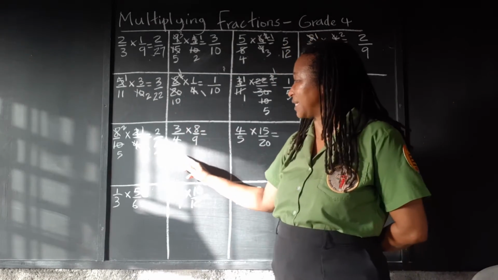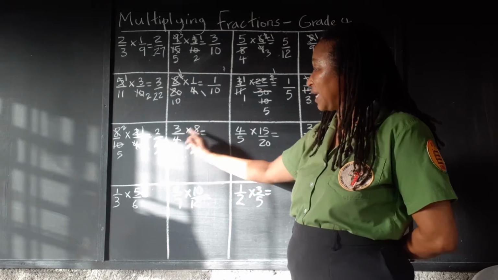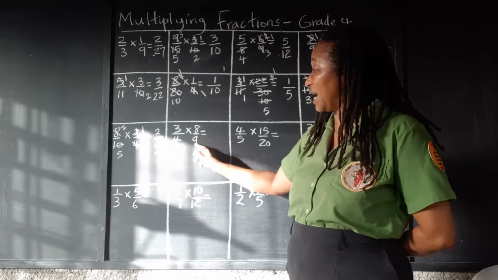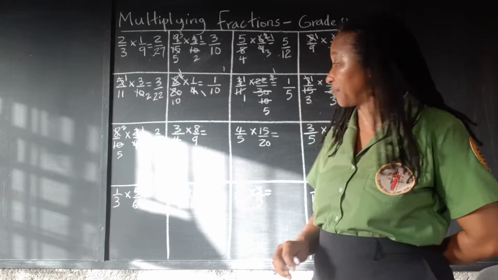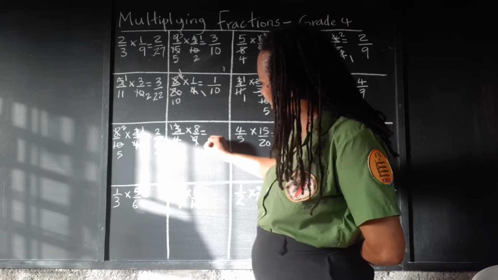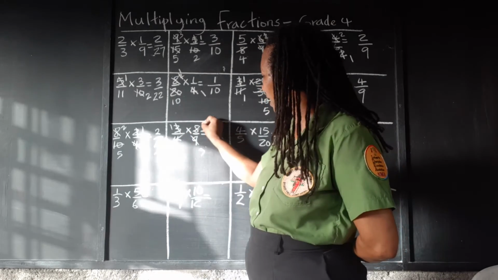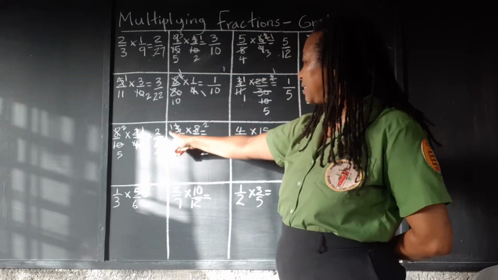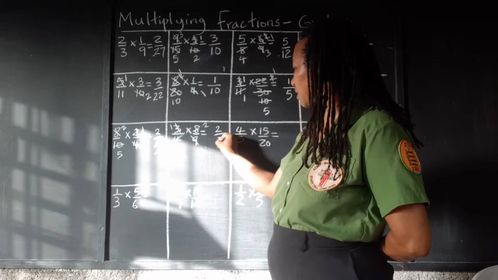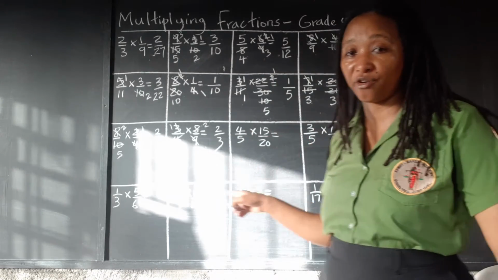3 quarters times 8 ninths. 4 and 8 can cancel each other out, reduce each other. 3 and 9 can reduce each other. So we're going to do that. 3 into 3, 1, 3 into 9, 3. 4 into 4, 1, 4 into 8, 2. So we have 1 times 2, which is 2, and 1 times 3, which is 3. Our final answer, 2/3.